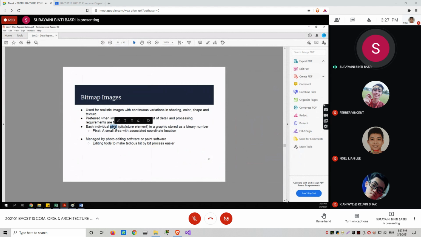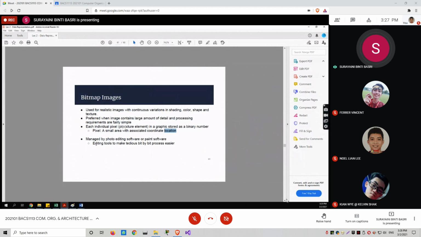Okay, so each individual pixel in a graphic is stored as a binary number. You imagine it like what was told in the video. And then the pixel refers to a small area with associated coordinate locations. This bitmap image is usually managed by photo editing software or paint software.